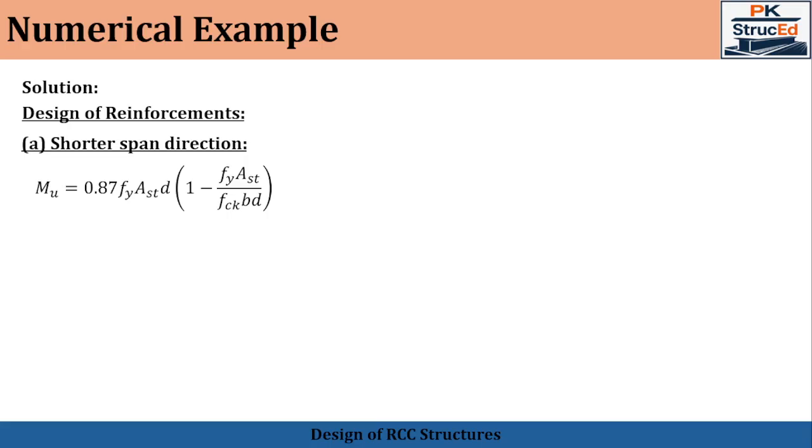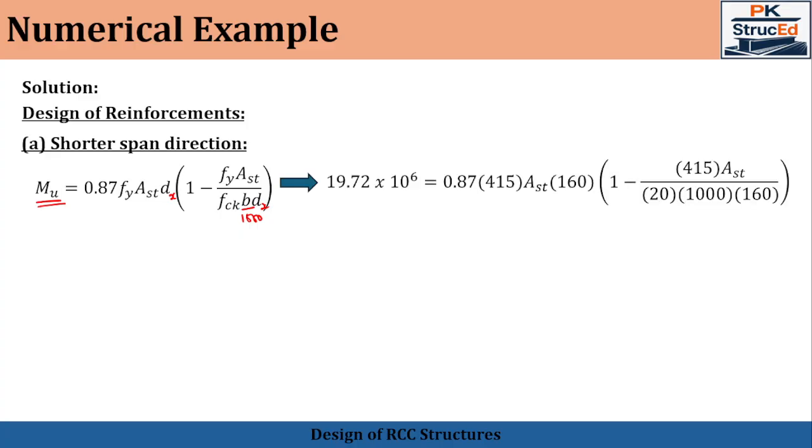Using the design bending moment, effective depth along the x direction as well as the material properties, the area of the steel can be calculated using the relation which is given in Annexure G 1.1b of IS 456. So in this relation, Mu will be taken as Mux and d will be used as dx along the shorter span direction. And b, as we know, we are considering per meter length, it will be taken as 1000 mm. So substituting all the values, you will be getting a quadratic equation in terms of Ast.